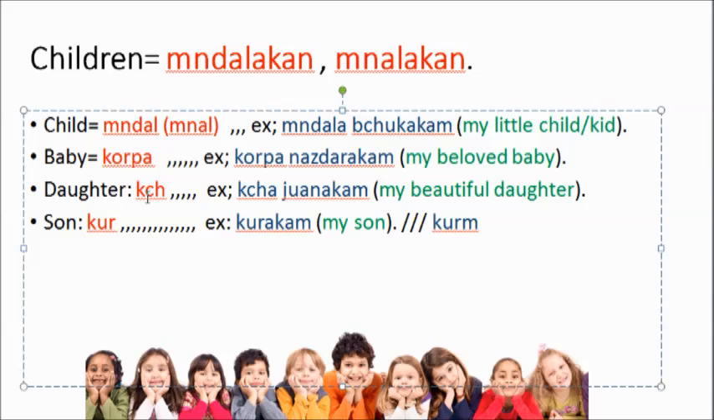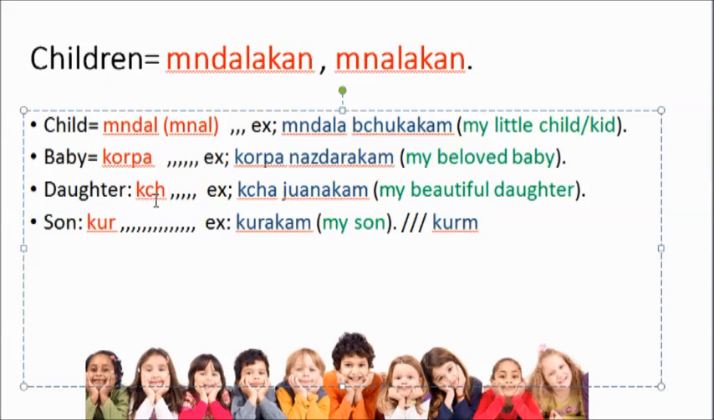Korpa, as I said, I explained it. But the example, korpa nazdarakam. Nazdarakam is a nice word. The word is nazdar, but aka is added because it means like the, and me, it belongs to. It's like you say, it's mine. Korpa nazdarakam. This goes back to yourself. So, my beloved baby.